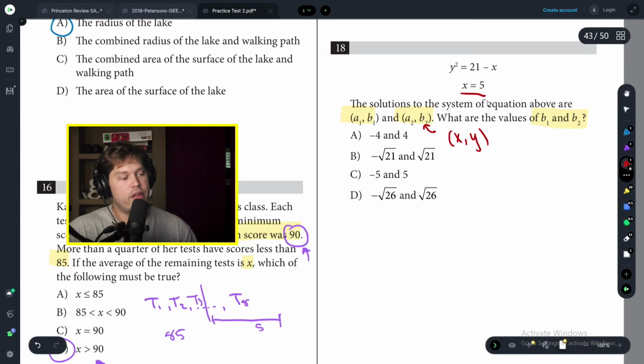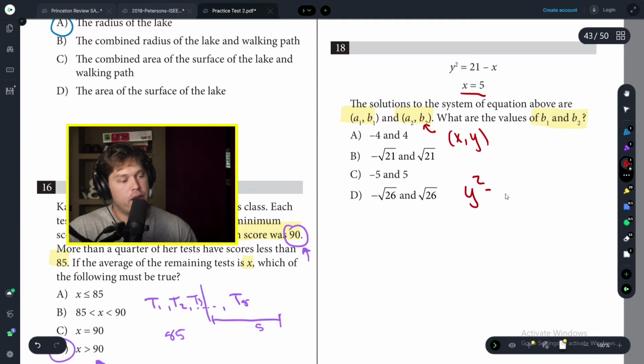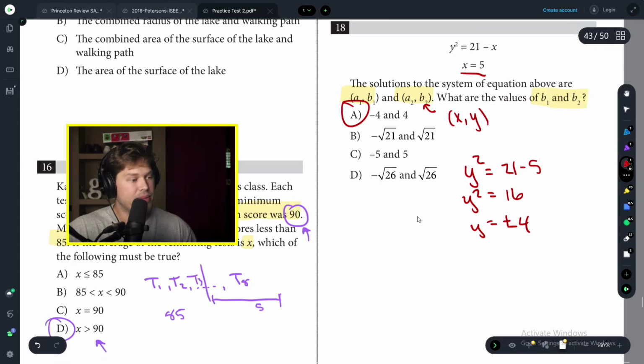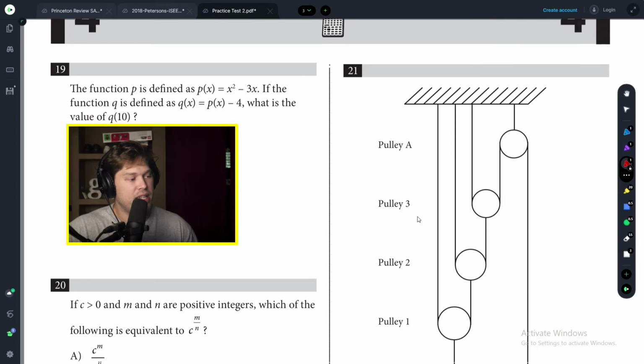So since we're given that x equals 5, we can just plug in 5 to the equation. We have y squared equals 21 minus 5. 21 minus 5 is, of course, 16. And if we take the square root of 16, we get plus and minus 4. So our answer is option A. Continuing onward to number 19.